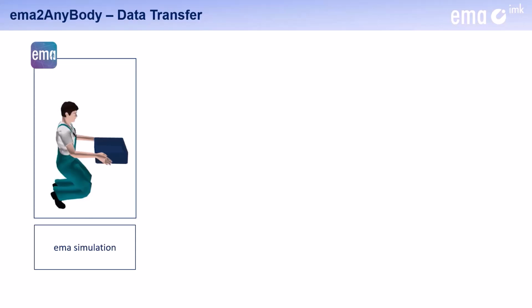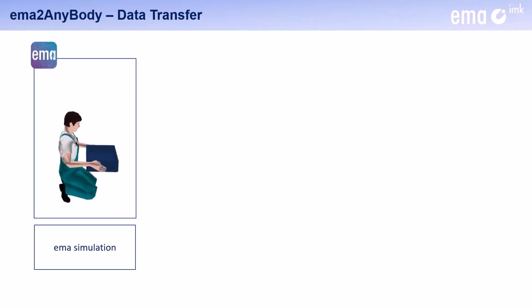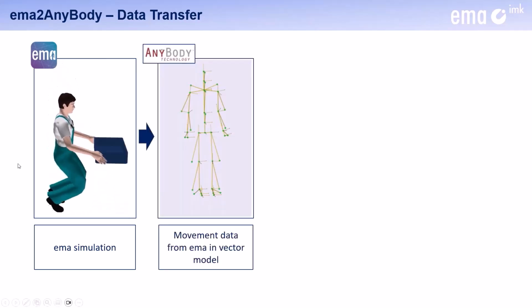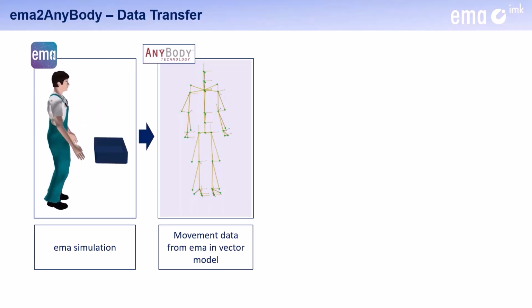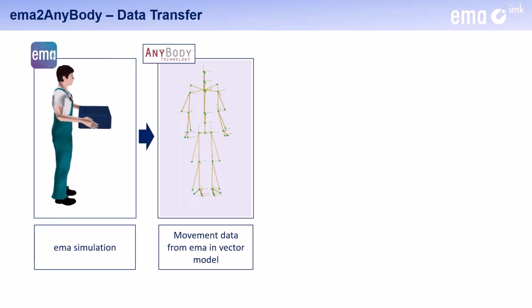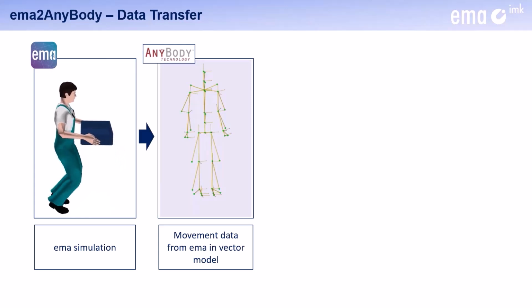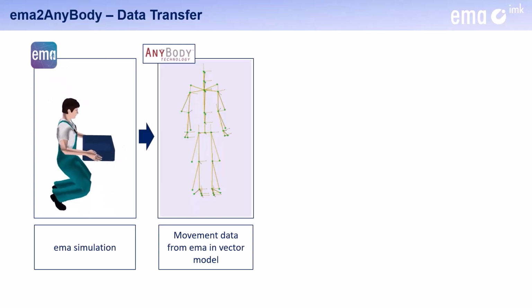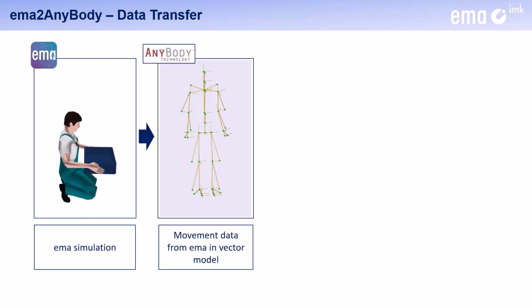And maybe first of all how it looks, because afterwards I come to the very detailed functionalities. We have an EMA simulation, here a very easy example, load handling: picking up a container with 5 kilograms. It's an automatically generated EMA simulation. Then it comes to the data transfer into AnyBody. This means our digital human model needs to be transferred into AnyBody. The movement data is based on a vector model we also created here in the research project.